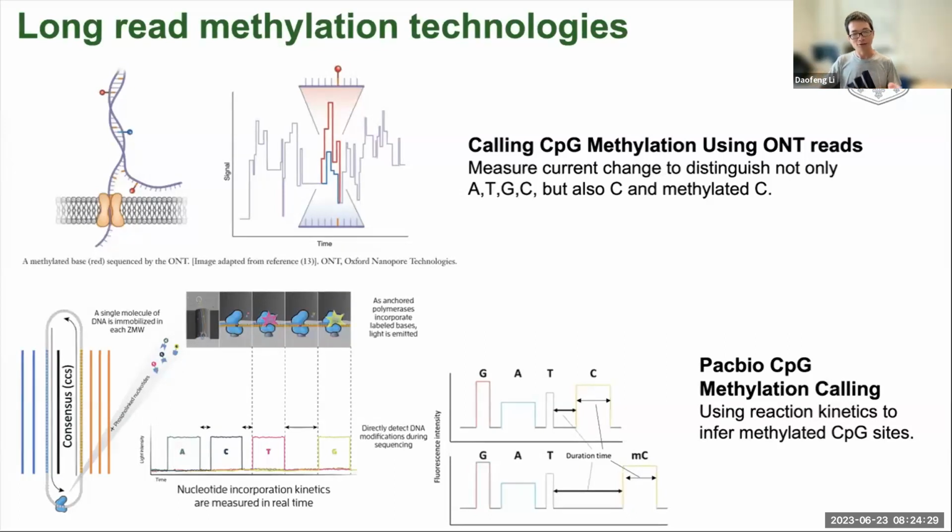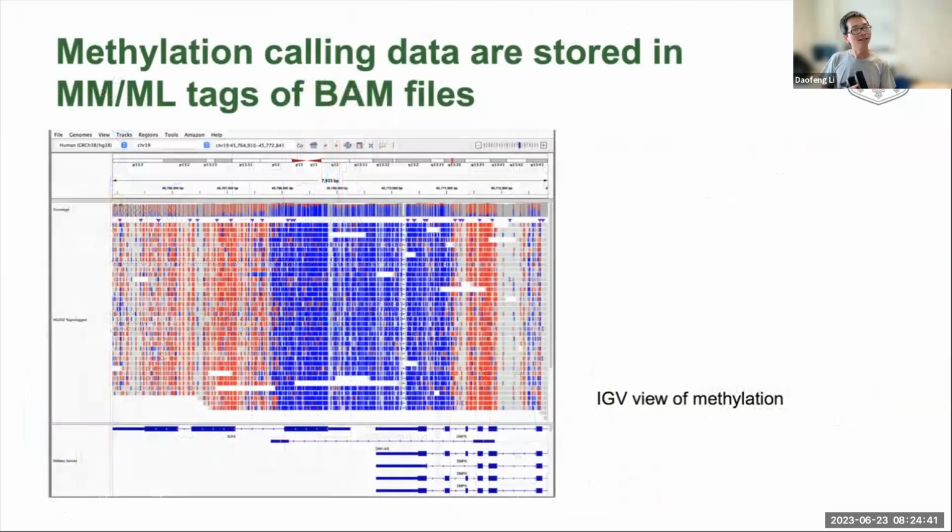The same thing applies to PacBio, which can also do this. PacBio CpG methylation calling uses reaction kinetics to infer methylated CpG sites. All this long-read methylation data is currently stored in BAM files, with the methylation calls stored in the MM and ML tags of the BAM files. Most people right now use IGV to visualize long-read methylation data.